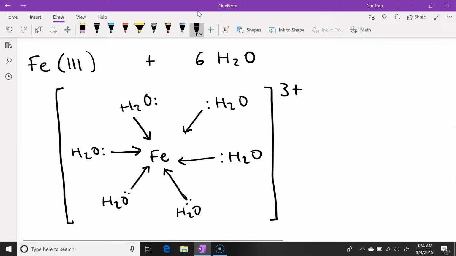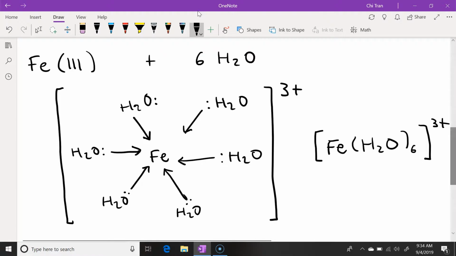So the charge of iron will be the overall charge, which is 3 plus, and we can write that outside the square bracket. And our formula would be square bracket, Fe for iron. We don't need to write out 3, but we need to write out water, and there's 6 of it, and close square bracket, and the overall charge is 3 plus. And this is our final answer for the formula.